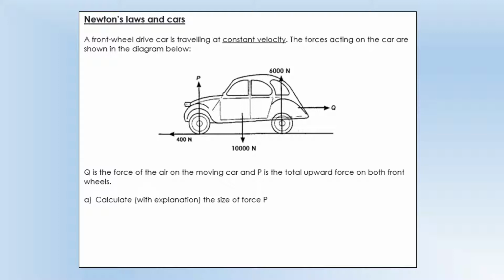Q is the force of air on the moving car, so a drag force, and P is the total upward force on both the front wheels. Calculate, with explanation, the size of P.